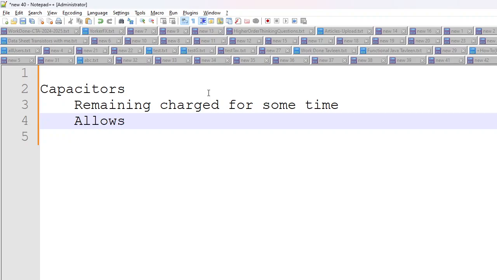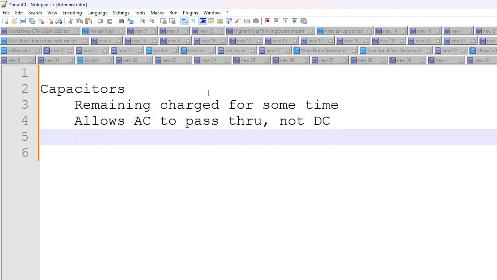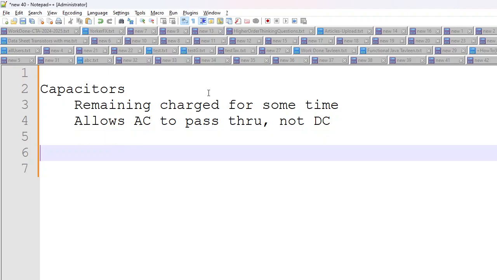Capacitors allow AC to pass through, not DC. So a capacitor prevents DC from passing through, but it allows AC to pass through. We'll do capacitors in detail, and we'll use capacitors in our circuits also, in our Tinkercad also.